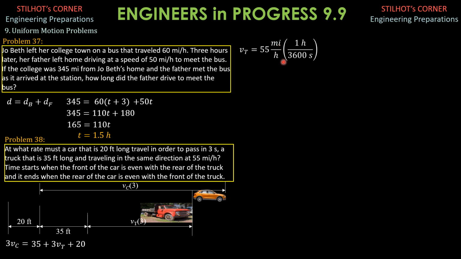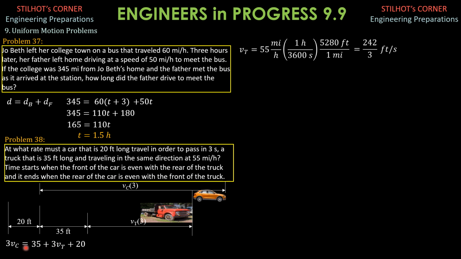To be consistent, we should convert this 55 miles per hour to feet per second. 1 hour is 3,600 seconds. Then we multiply this further by 5,280 feet, which corresponds to 1 mile. And the speed of the truck in feet per second is equal to 242 over 3 feet per second.